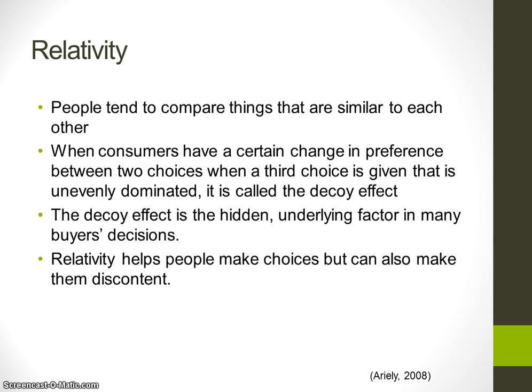The decoy effect plays a big part in the buyer's decision. When consumers have a certain change in preference between two choices, when a third choice is given that is unevenly dominated, it is called the decoy effect. The decoy effect is a hidden underlying factor in many buyer decisions. In the example demonstrated earlier with the graduation trip, Spain without airfare is a decoy. This decoy makes Spain with free airfare seem better than Spain without free airfare. Choosing between Italy and Spain is hard to do, so the easy contrast of both Spain trips makes the person more willing to choose Spain over Italy.